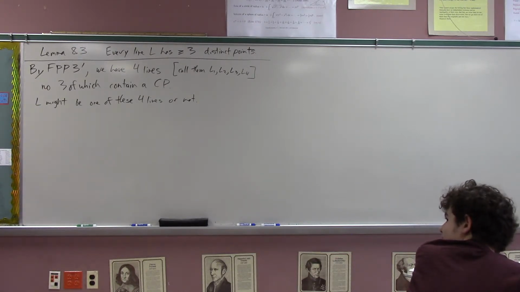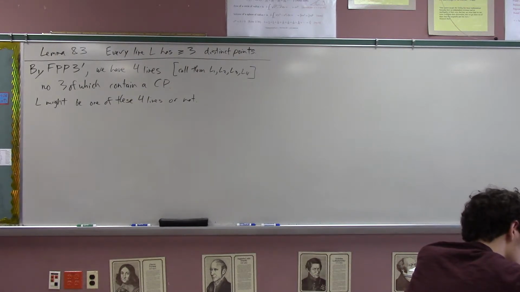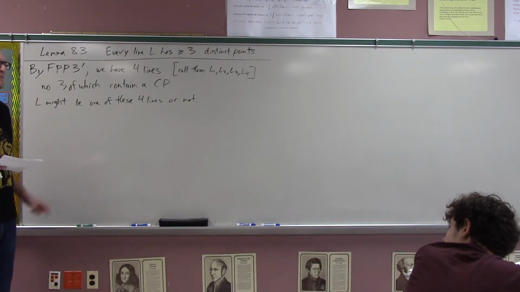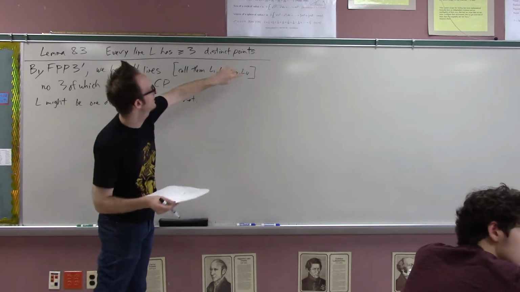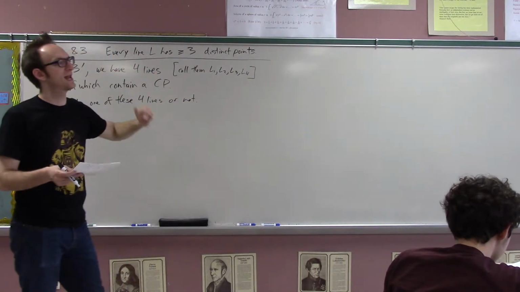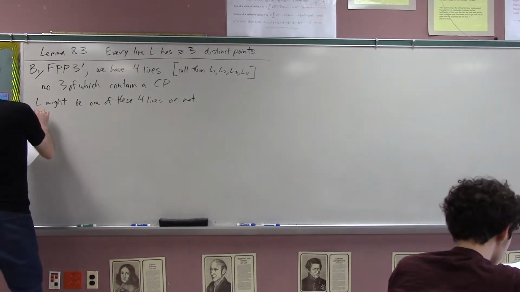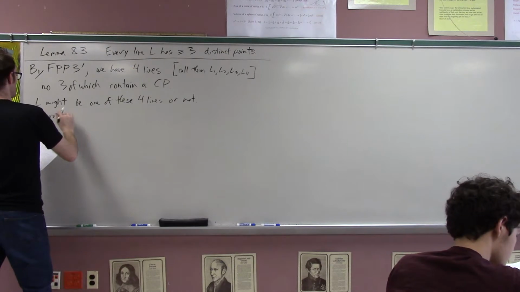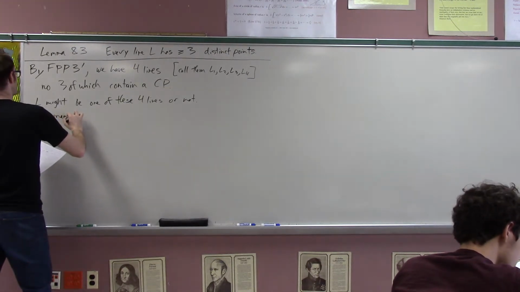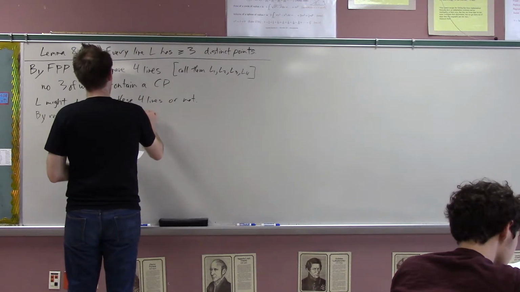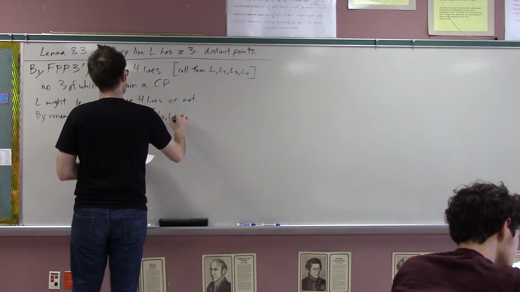Okay. All right. So by FPP3 prime, we have 4 lines. Now here comes some very subtle logic. L might be one of these 4 lines or not. What we may do is, by possibly renaming these 4 lines amongst themselves, I can guarantee that L is not L1, L2, or L3. So by renaming, if necessary, let's say that L is not one of these lines, L1, L2, L3.